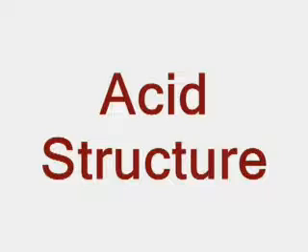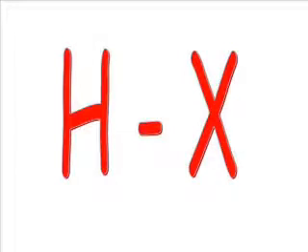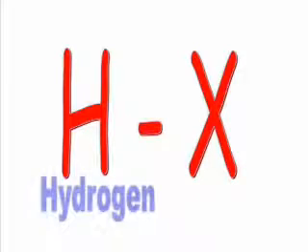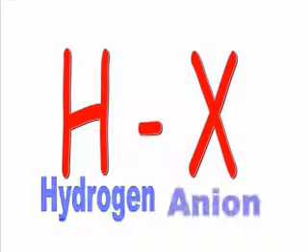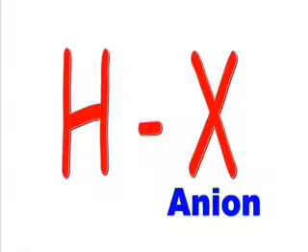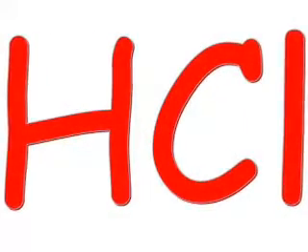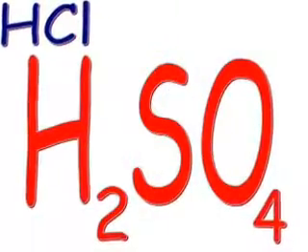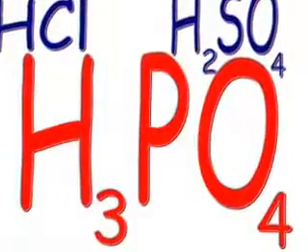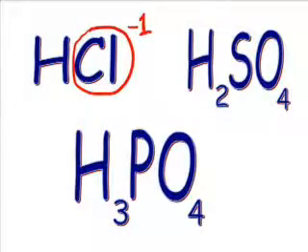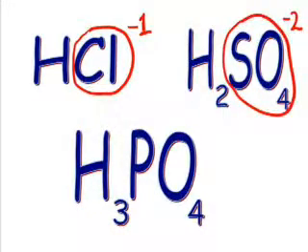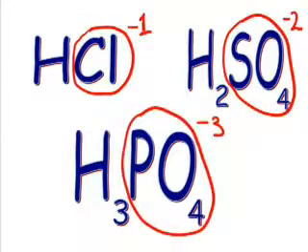Before we examine properties and reactions of acids, let's take a moment and review the structure of a typical acid. Acids tend to have the general formula HX, where H represents one or more hydrogen cations and X is some sort of negative anion. Typical acids include hydrochloric acid, sulfuric acid, and phosphoric acid. As you can see, all have hydrogen ions bonded to the anions chloride, sulfate, and phosphate respectively.